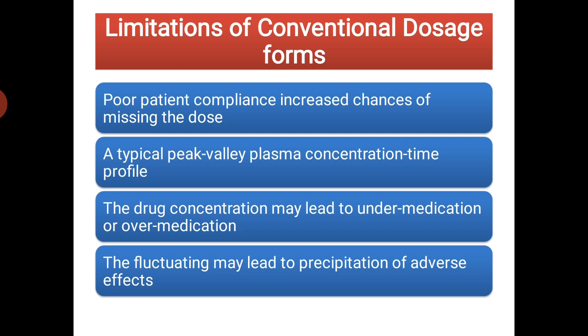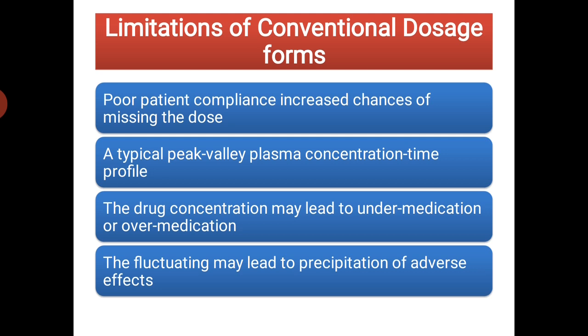Then, in a typical plasma concentration time profile, there always exists a peak and a valley concentration. That means the plasma drug concentration is not steady. The plasma drug concentration is always fluctuating within the body. There is always a fluctuation in the plasma drug concentration.